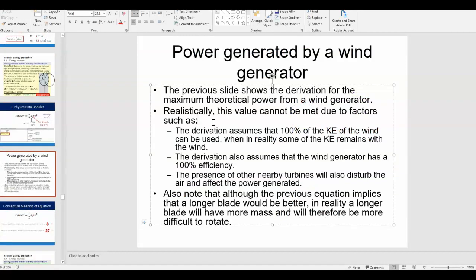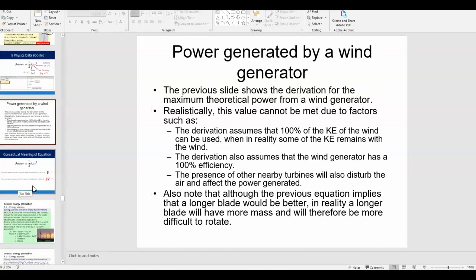All right, so we just went through the derivation. That derivation works for the maximum theoretical power from a wind generator. And of course, we talked about why this value cannot realistically be met. We're assuming that 100% of the kinetic energy of the wind can be used, but the wind is still going to have some kinetic energy because it's going to keep moving after it goes out the other side of the turbine. It assumes the generator has 100% efficiency. It also just works for one generator. If you have 100 generators close enough together, then the air coming through one affects the air going into the next one, and so the presence of other nearby turbines can also affect the mathematical calculations. So there are, of course, assumptions made in this derivation.